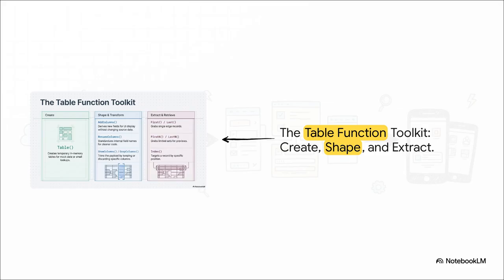To actually shape your data, you absolutely need the right tools, what we call the Table Function Toolkit. Rather than just a random list of code, these functions group logically by purpose. First up, create functions, like the Table function, which generate temporary, in-memory tables for mock data or small lookup lists. Next, we have shape and transform, which features functions to add, rename, show, or drop columns. And finally, extract and retrieve, giving you surgical precision to grab single records, specific positions, or top-N previews. Mastering these groups is exactly how you take complete control of your app's performance.